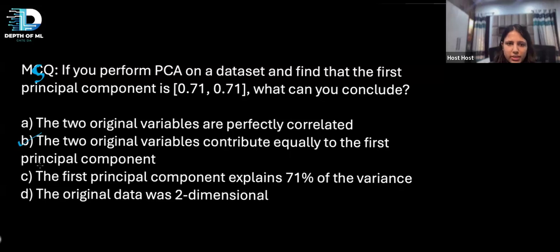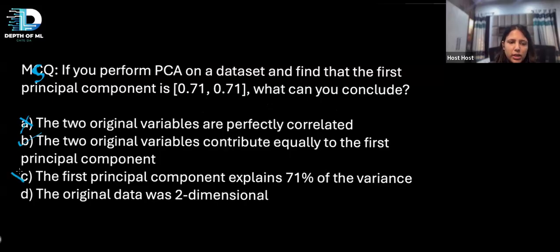The only confusion is between C and D. And this one is incorrect, because we know that if they are perfectly correlated, then one of the eigenvalues will be 0. So it is not true that they will be perfectly correlated. These two we have to think about. The first principal component explains 70% or 71% of the variance. This is not true, no?